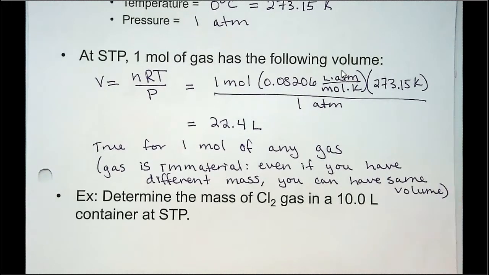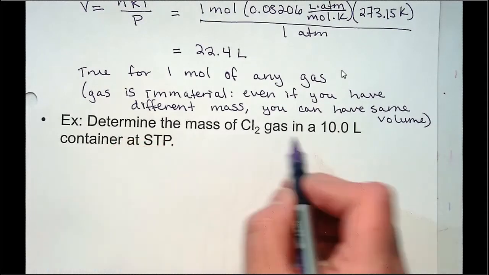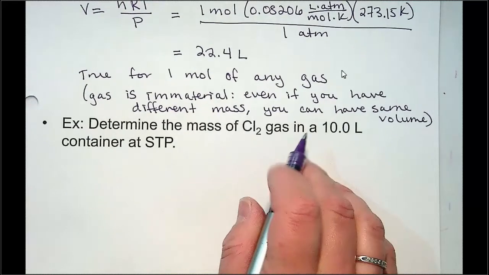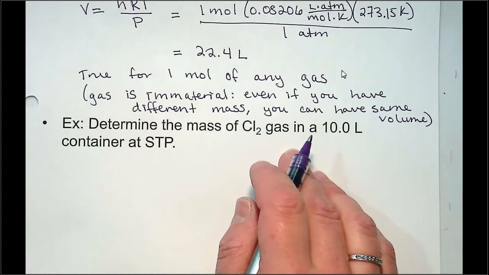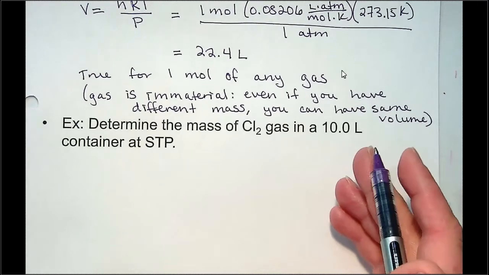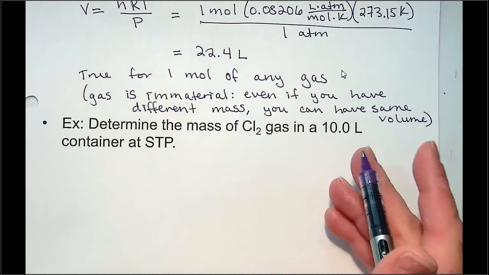Okay, so let's do an example. Determine the mass of chlorine gas in a 10-liter container at STP. If we want to know the mass of the gas, what do we have to know first? Can we find grams from our PV=nRT equations? Not directly. First, we have to find moles.